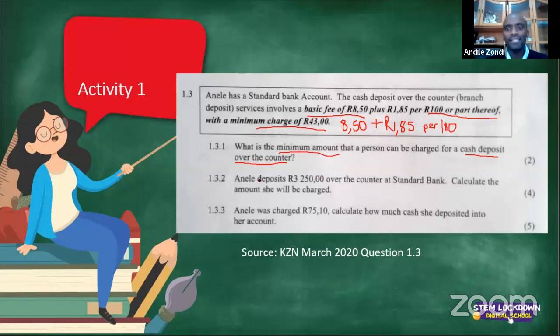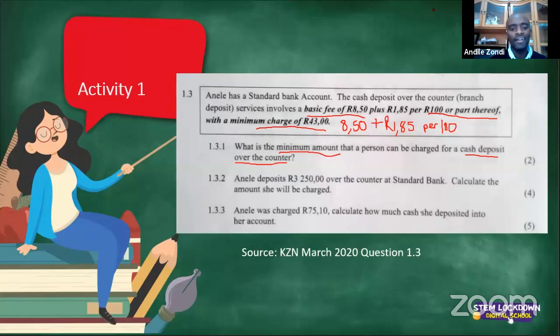Please write your answers via your chat. What is the minimum amount that can be charged? Let's see who are bright learners. Okay, I'm getting some answers. Hopefully you guys are not copying. Guys, unfortunately, I'll have to look at your chat at the end, because of time. But if you have a pressing question, you can pick up your hand, then I'll respond to you.